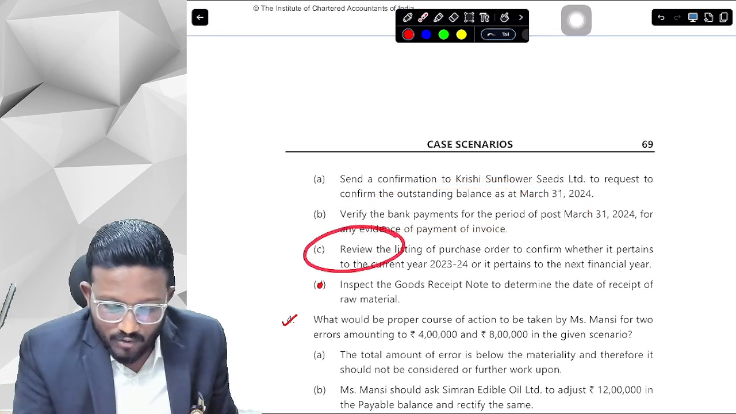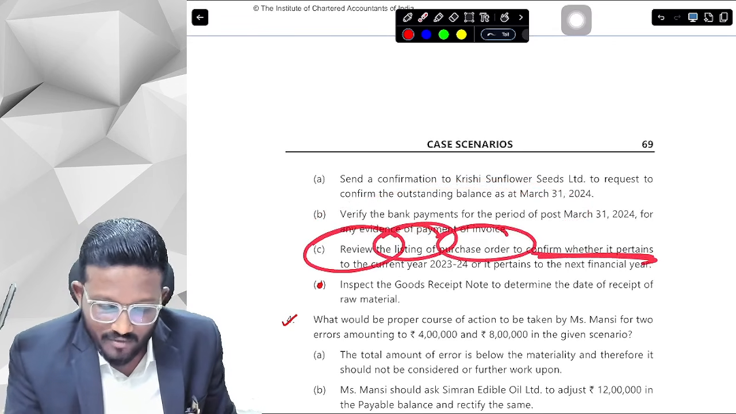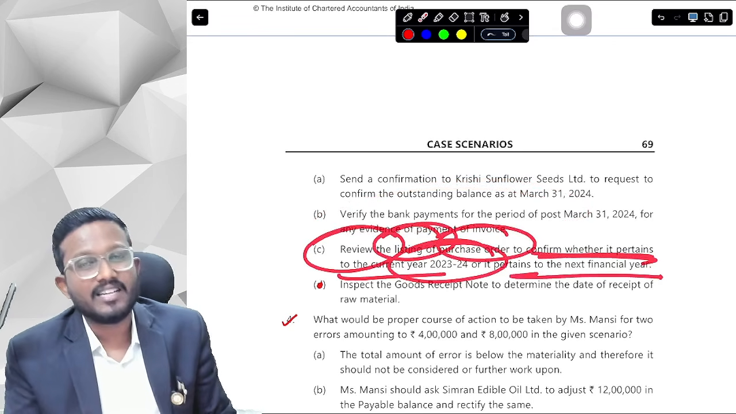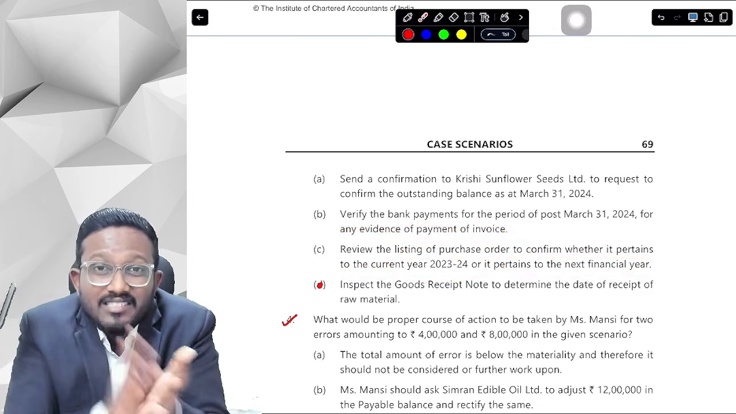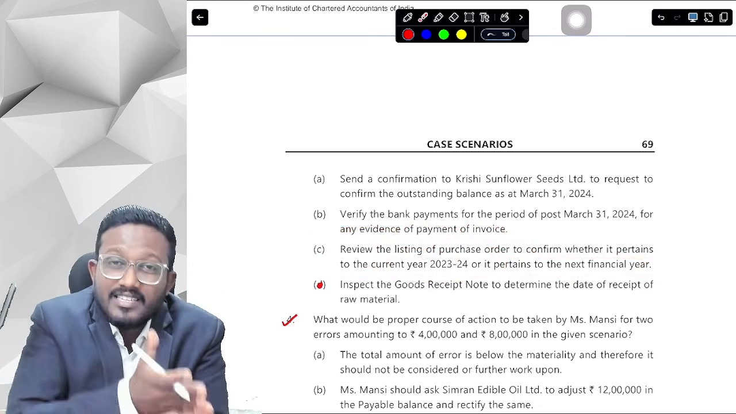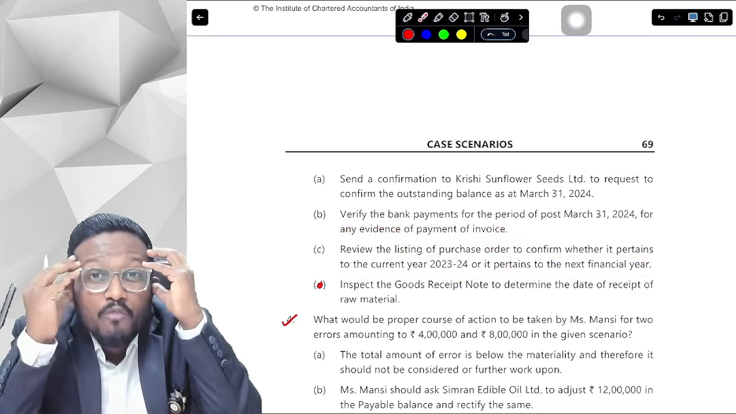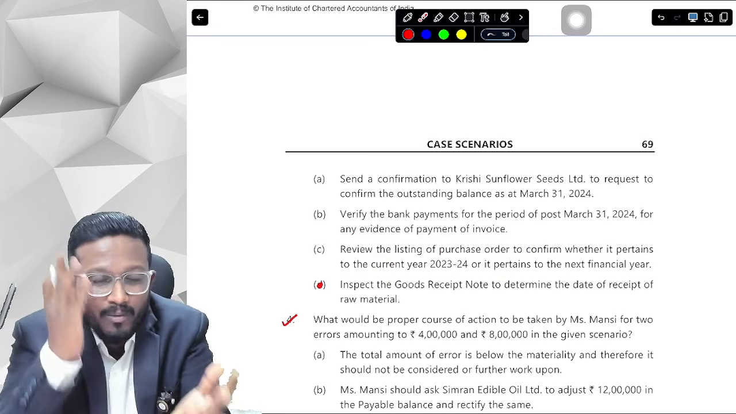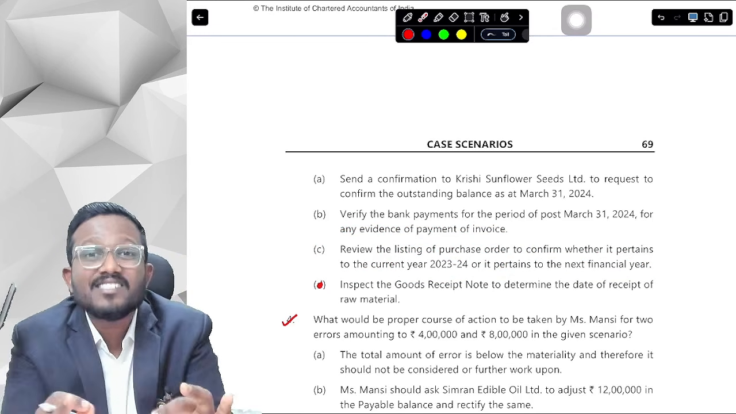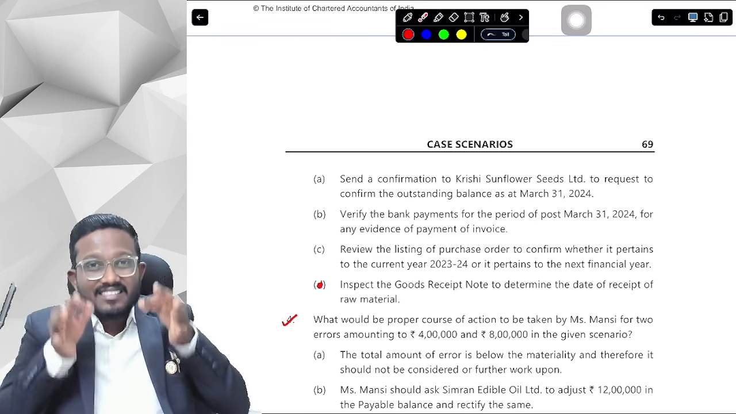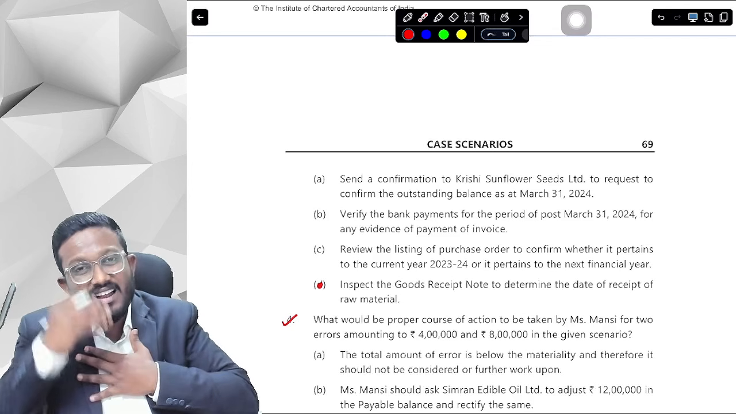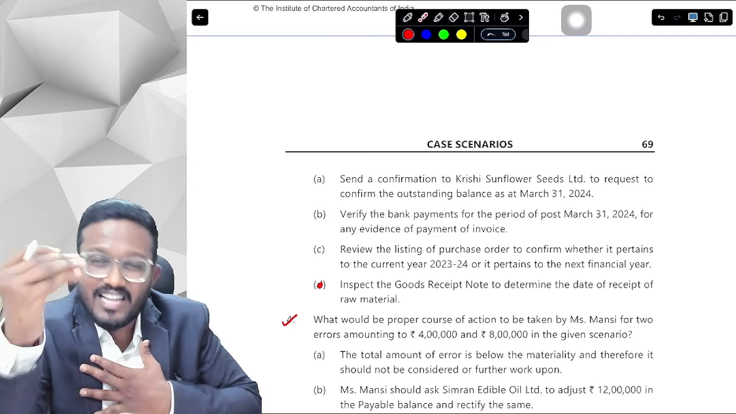Next, we need to review the listing of purchase orders to confirm whether the purchase pertains to the current year or the next financial year. Whether on the basis of purchase order we decide if the purchases will be recorded in this year or the next year? No sir. Then on what basis do we decide whether the trade payable will be recorded in this year or the next year? Based on transfer of risks and rewards. If the risk and reward transfer was done in this year, then we will record it in this year. If the transfer was done in the next year, then we will record it next year.